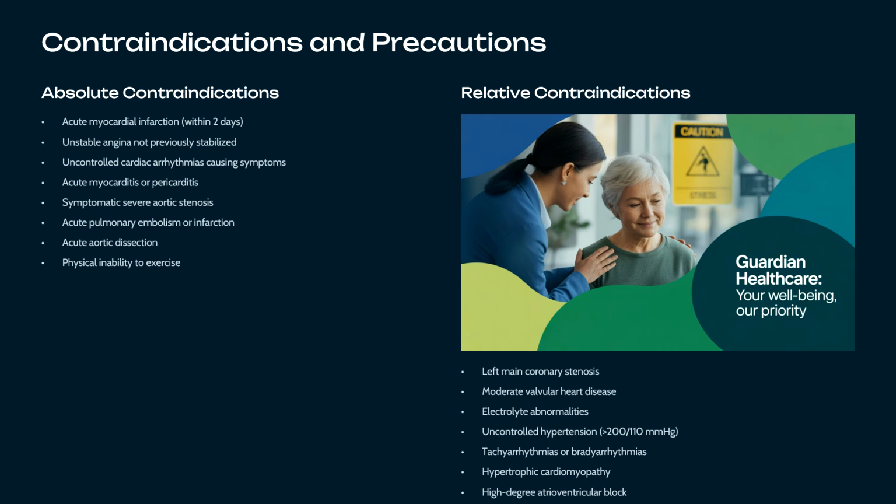What are contraindications and precautions? Absolute contraindications are acute myocardial infarction within 2 days actually, unstable angina not previously stabilized. These are all those symptoms which can indicate that the person is suffering from the cardiovascular disease. So there are some relative contraindications which also have to be kept in mind.